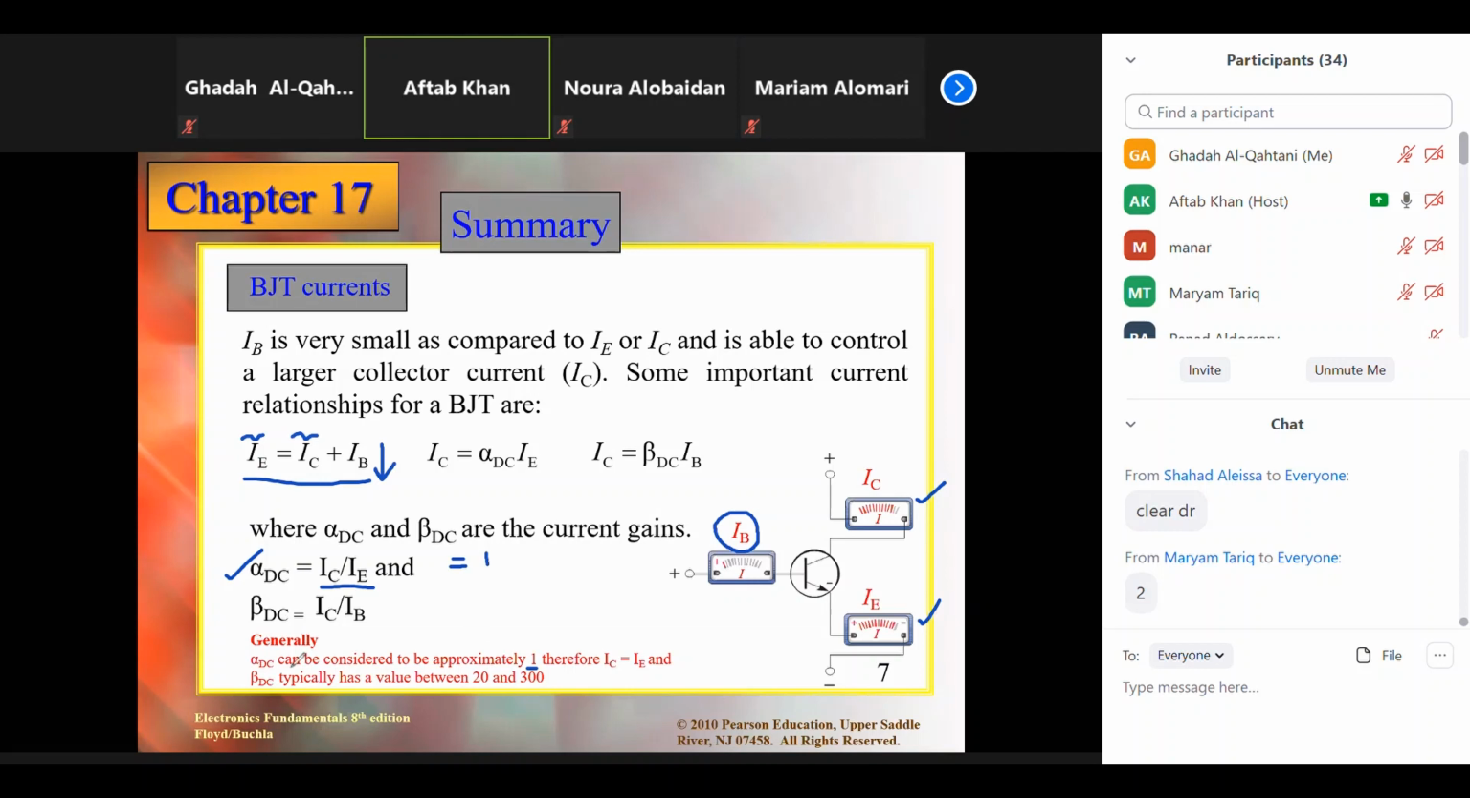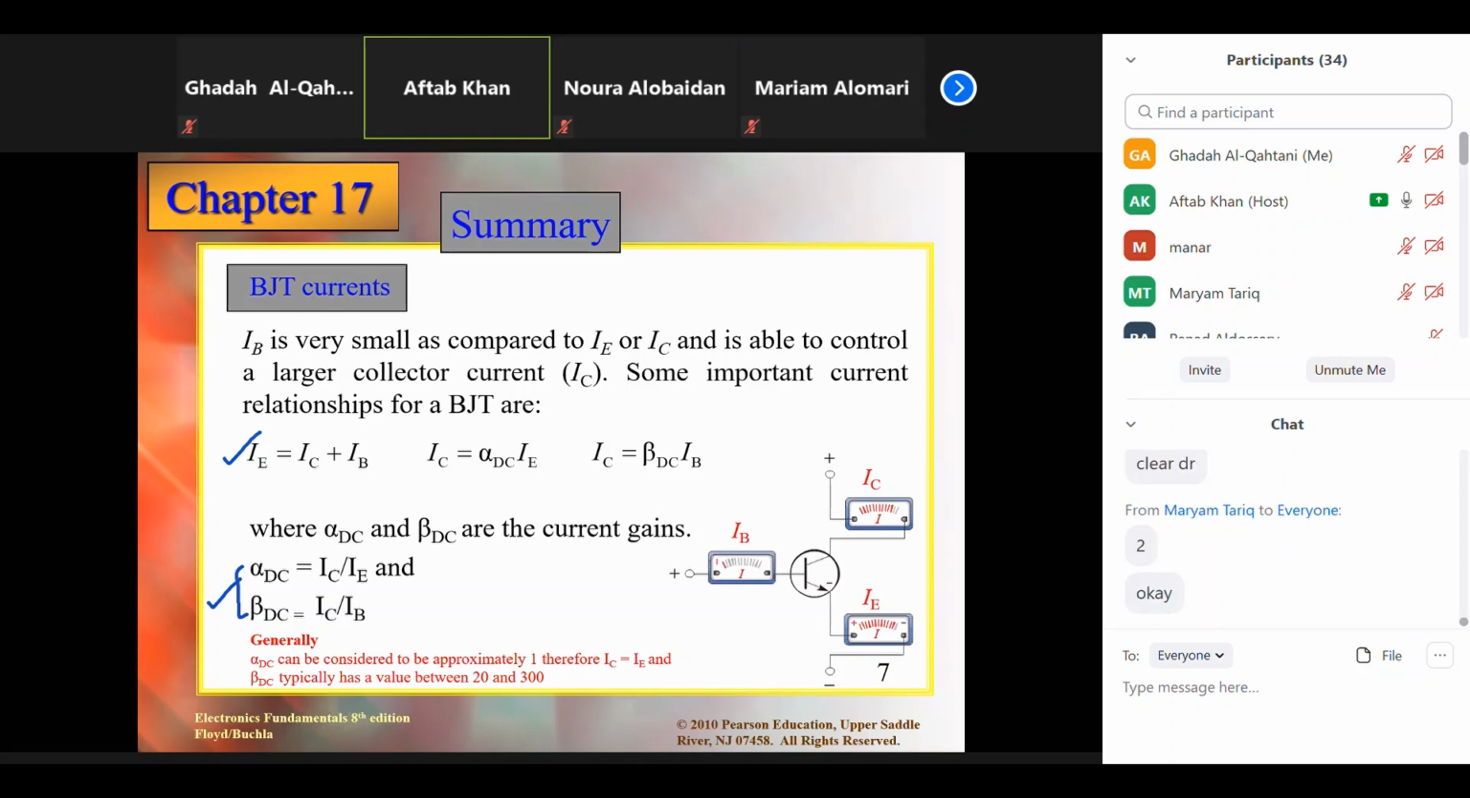This is an approximation. Another is beta DC. Its value is typically in the range of 20 to 300. The reason is that IC is very high and IB is very low, so this ratio will be high. Its value depends upon the type of transistor you are using and its configuration, so it varies between 20 and 300. So these are three formulas, this one and these two. You should memorize them. We will use them to calculate all the currents, IC, IB, IE, like that.